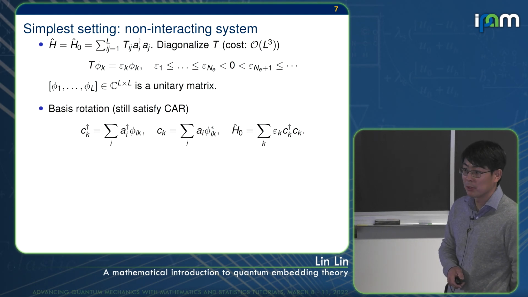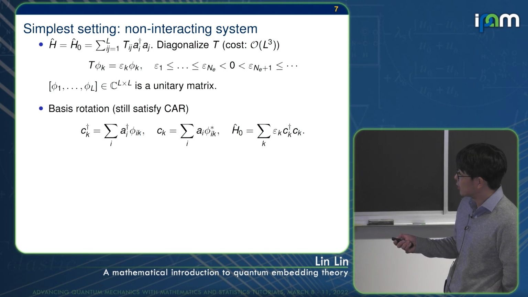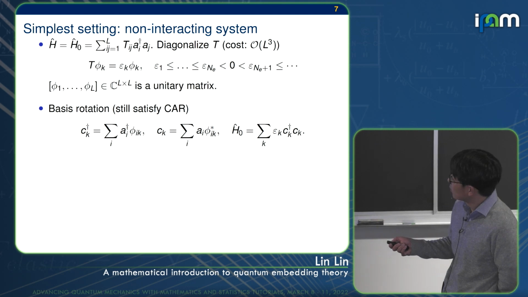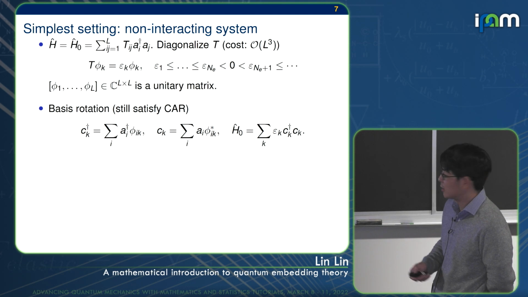Then I can do a so-called basis rotation. I define a set of new creation operators through this rule using these coefficients, so that C_k dagger is the summation of a_i dagger phi_ik, and C_k is this, but with the complex conjugate. Then do a little bit of algebra.